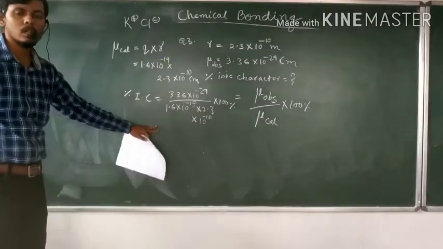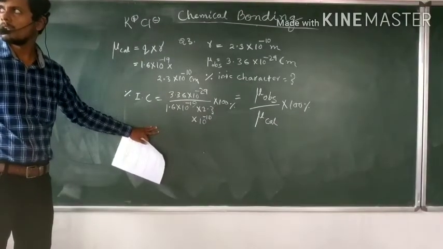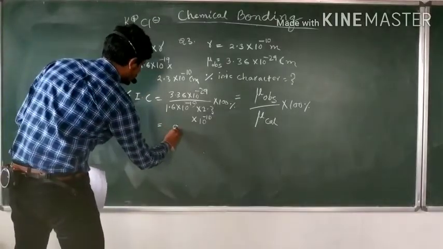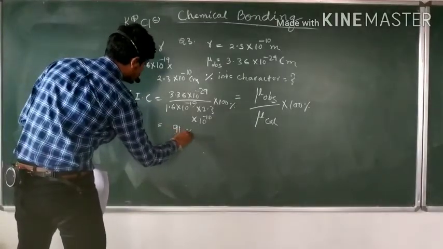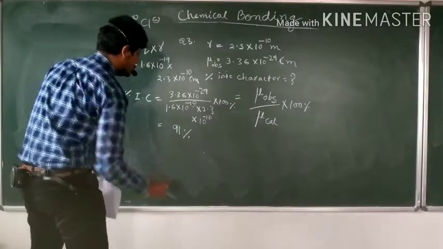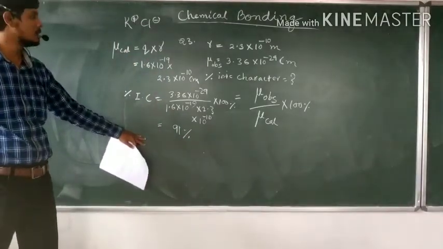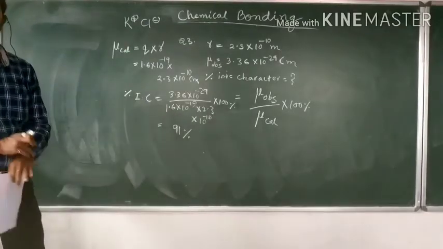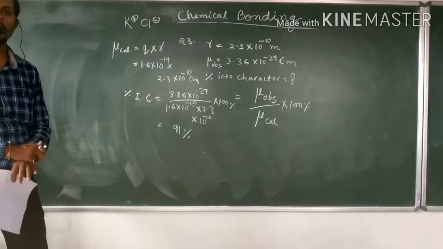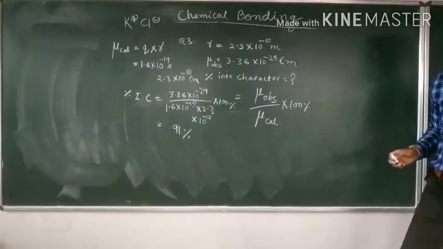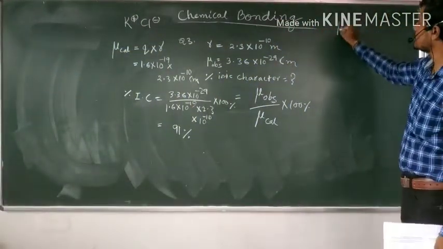So this will come out to be 91%. That means KCl is 91% ionic. Similarly, in exams, the normally asked molecule is HCl.